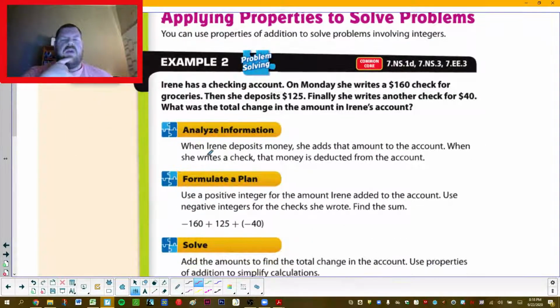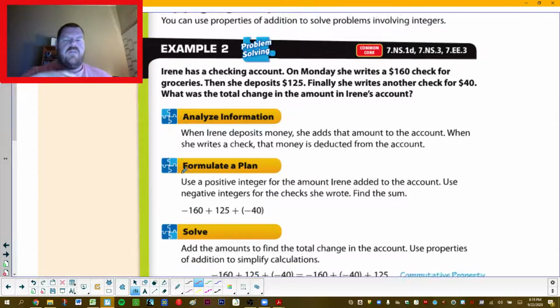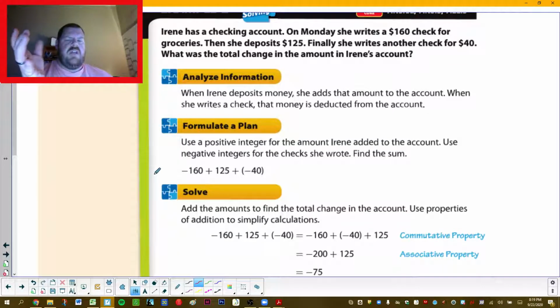Okay, it says to analyze the information: when Irene deposits money, she adds to the account. When she writes a check, money is deducted from the account. And that's kind of what we said. So we want to use our positive and negative integers. And here they do everything as an addition problem, where they're just saying that checks are negative numbers and deposits are positive numbers. Okay, so we have negative 160. This is a check, this is a deposit, and this is the second check for $40.